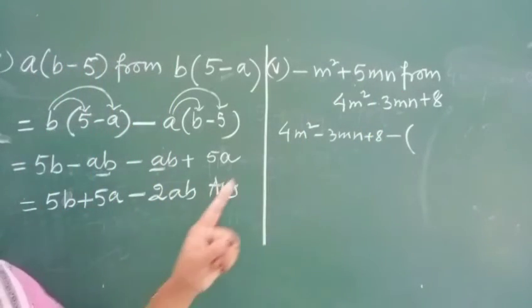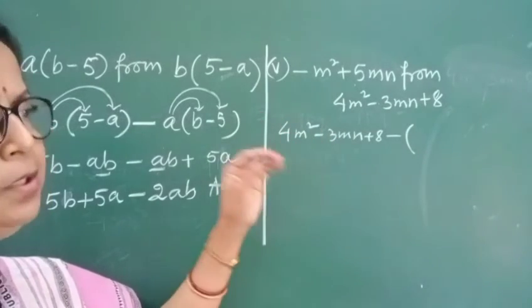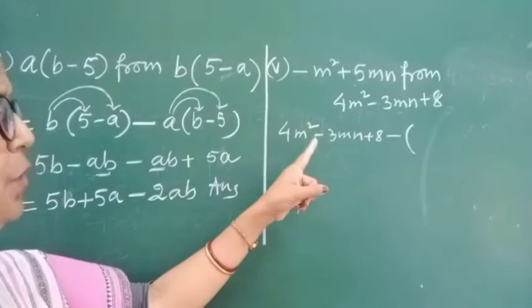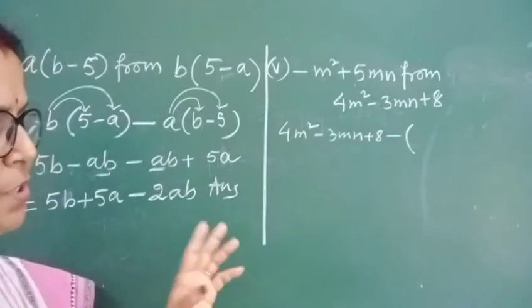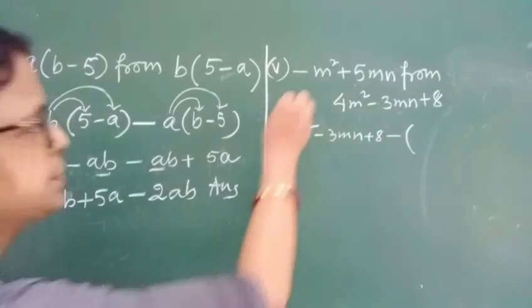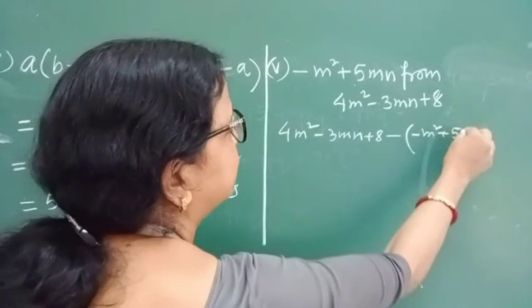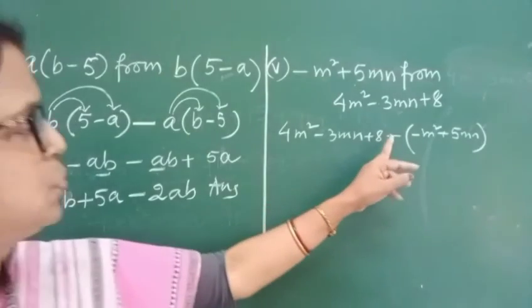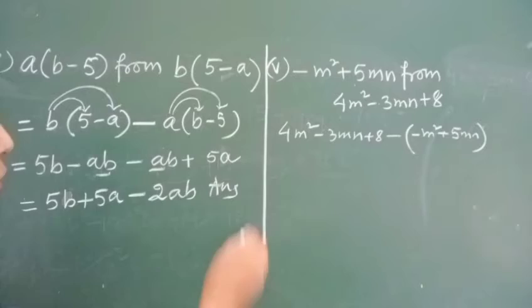Only a monomial you can write without a bracket when you are subtracting. But when it is a binomial, trinomial, or any kind of polynomial except a monomial, you have to give the bracket before giving the sign of subtraction, meaning the minus sign. Now minus m square plus 5mn. Why are we giving this bracket? Because when I open the bracket, all the signs will be changed.